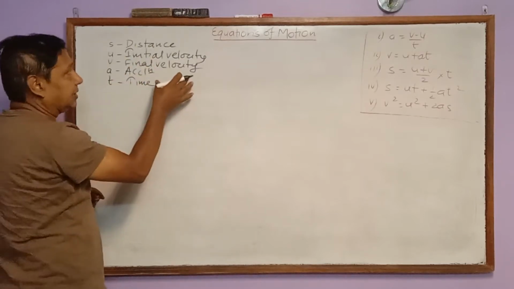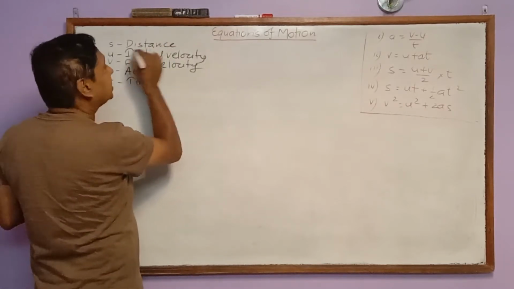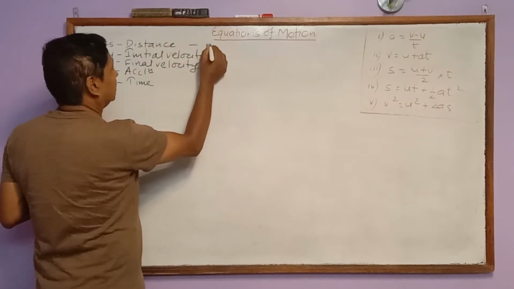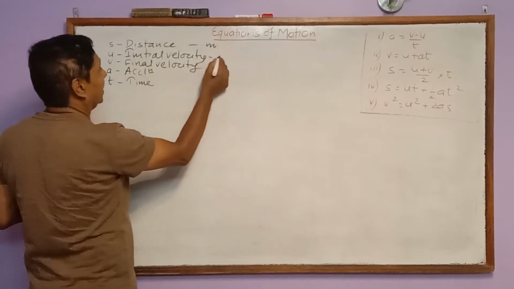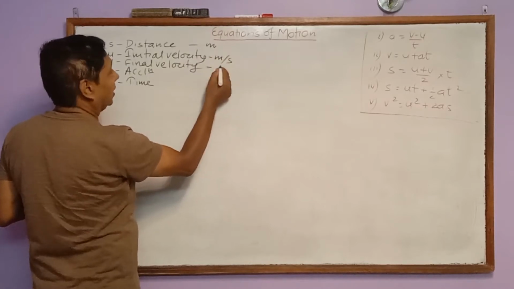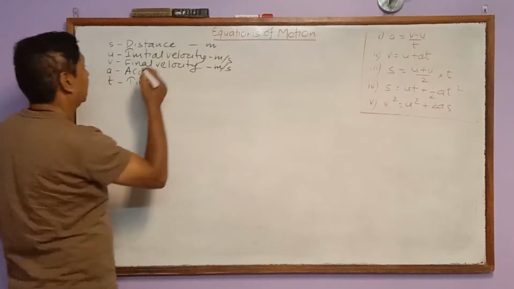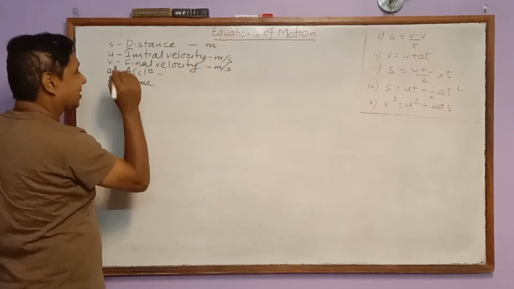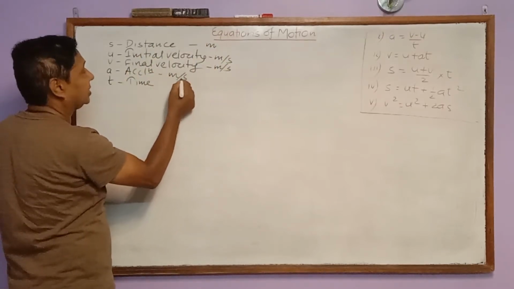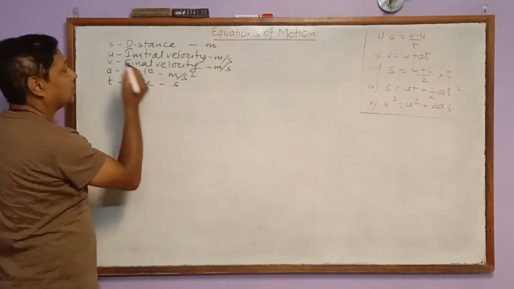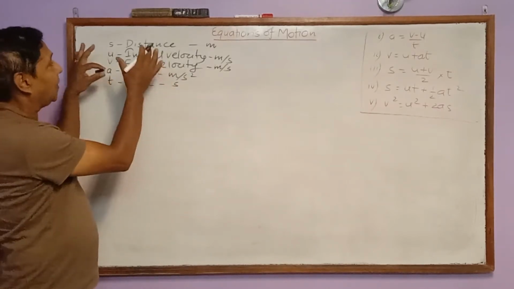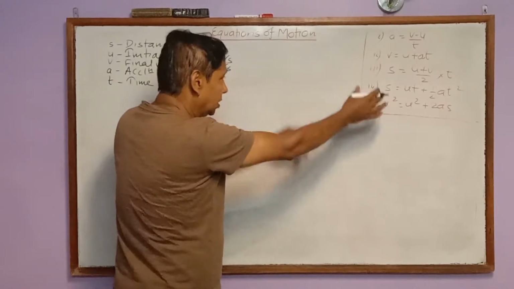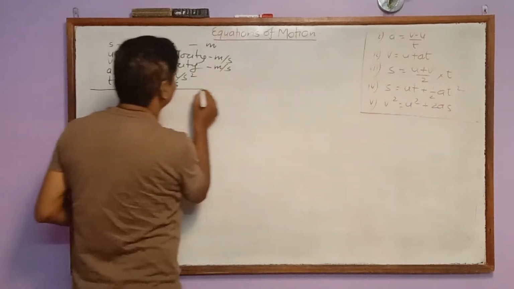Now I want to mention the units of each of them also, and I'm taking SI units. Distance is measured in meter, initial velocity in meter per second, and final velocity also in meter per second. Whether it is initial or final, both are measured in meter per second. Acceleration is in meter per second square, and time taken is measured in second. These 5 symbols are used in these equations. Now let's start to prove each of them.